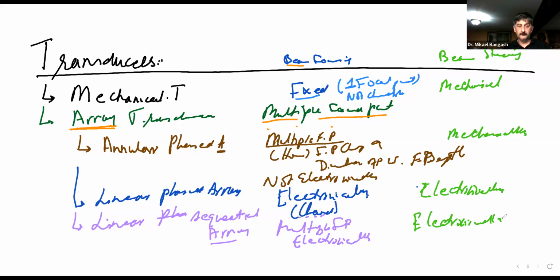The next transducer. Now this one has a couple of names. We can call it a curved array transducer. It can also be called the convex array transducer, and it may also be known as the curvilinear array transducer.